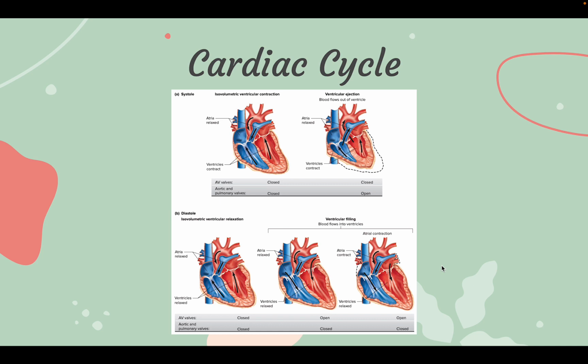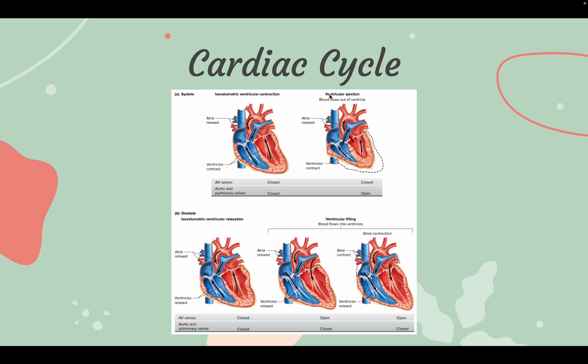All right, so here's more specifically the cardiac cycle. We have our two phases of systole and diastole. During systole, we have isovolumetric ventricular contraction, which is essentially where we have no change in volume because all of our valves are closed, but the ventricles begin to contract.